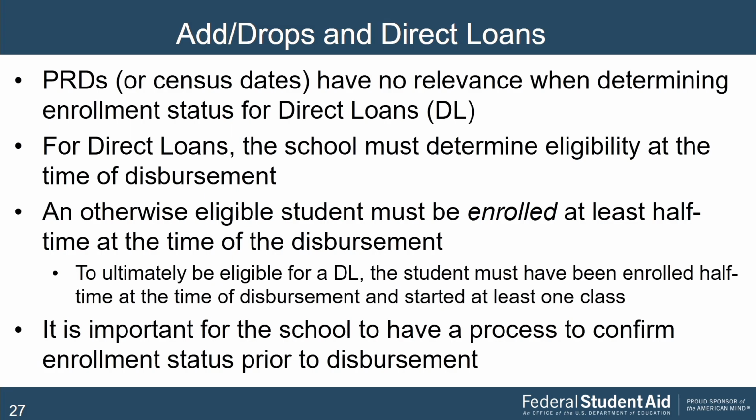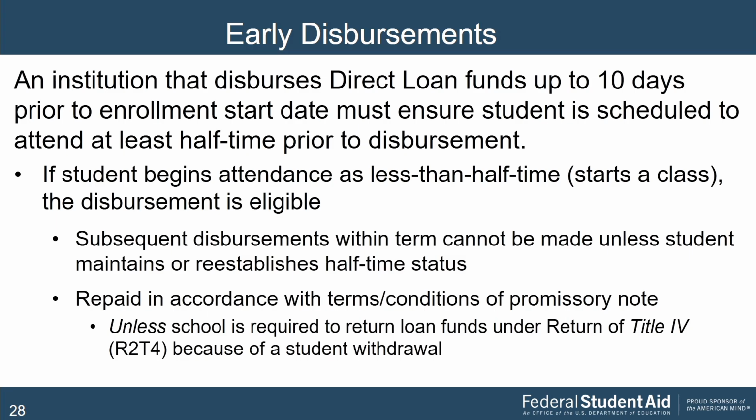It's important to have a process to confirm the enrollment status prior to disbursement. So for early disbursements, if you're a school and you disburse direct loan funds up to 10 days prior to enrollment, and the student is scheduled to attend at least half-time prior to disbursement, if the student begins at less than half-time, they're still going to be eligible because they were scheduled as at least half-time. Subsequent disbursements within the term cannot be made unless the student maintains or reestablishes half-time status. If they're below half-time, they're just going to repay the loans in accordance with the terms of the promissory note, unless you're required to return funds because of an R2T4.